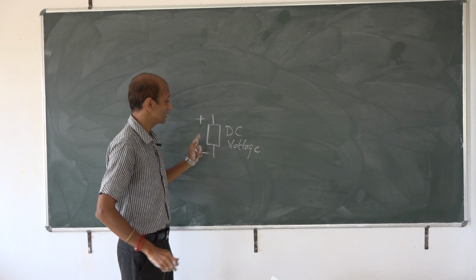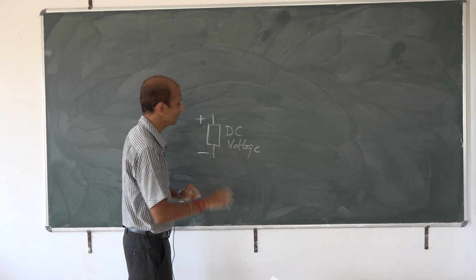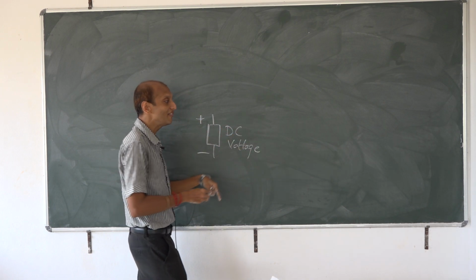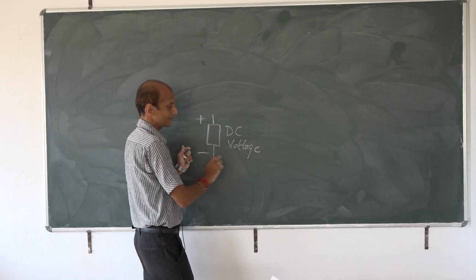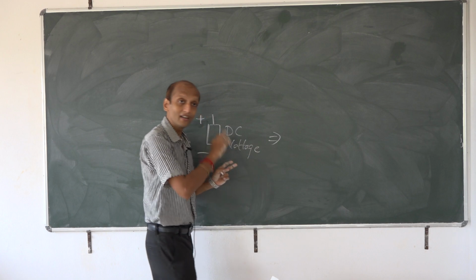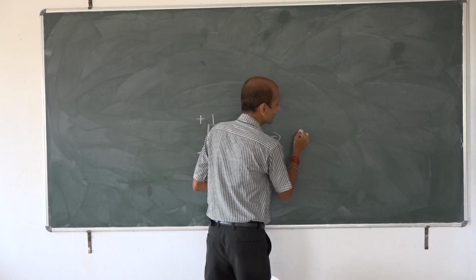Which will be denoted somewhat like this, and I have shown this in the form of a battery. So in our circuit we will be showing this DC voltage source in the form of what? The equivalent circuit symbol for your DC voltage source will be somewhat like this.